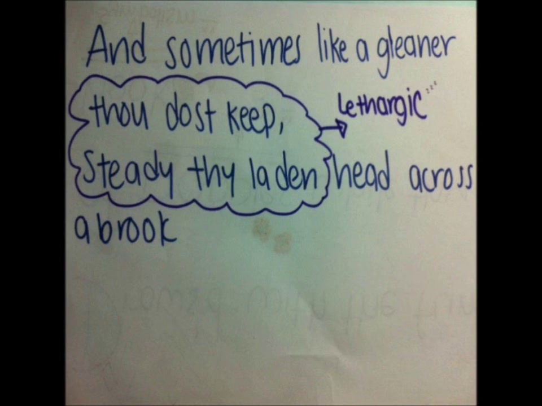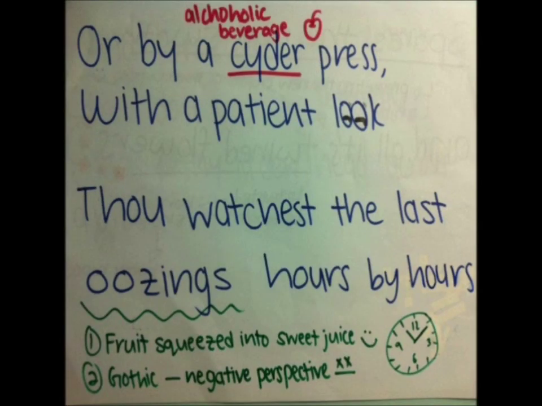The next two lines are, "Or by a cider press with the patient look, thou watchest the last oozings hours by hours." Cider is a European alcoholic beverage made from apple juice. Autumn here patiently watches the fruit get squeezed into a thick sugary juice. However, instead of describing intense sweetness, oozing could also be used to describe the atmosphere as gothic, since it's usually used for slow, thick substances like blood.